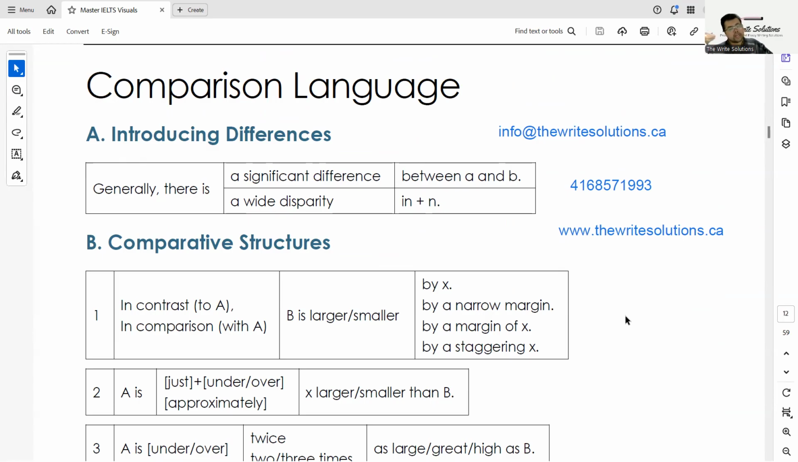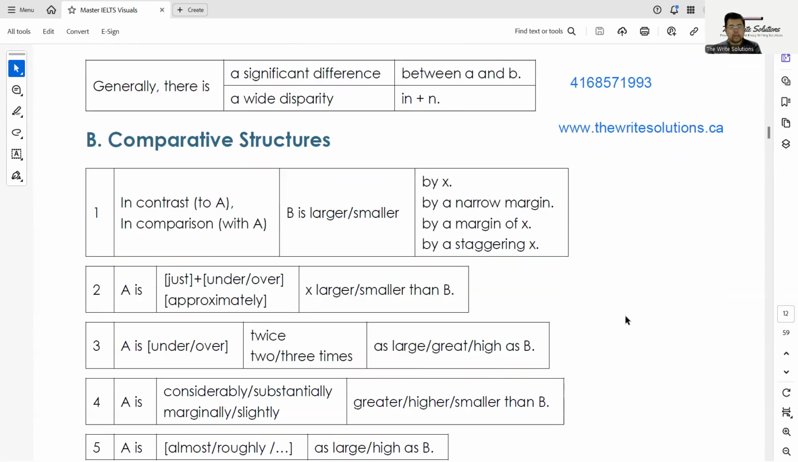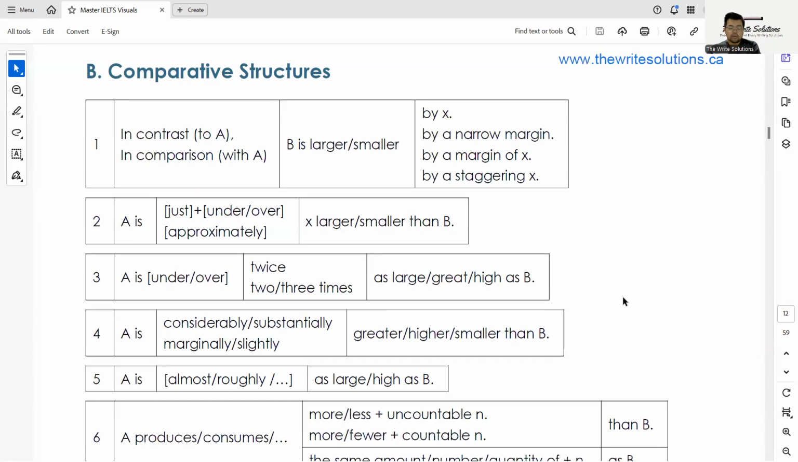Generally, there is a significant or wide disparity. That means a big difference. Comparative structures: in contrast to, in comparison to. B is larger or smaller. Narrow means small. By a margin of means the amount. Staggering means a lot. A is just over or under or approximately. Smaller or bigger than B. A and B are different.